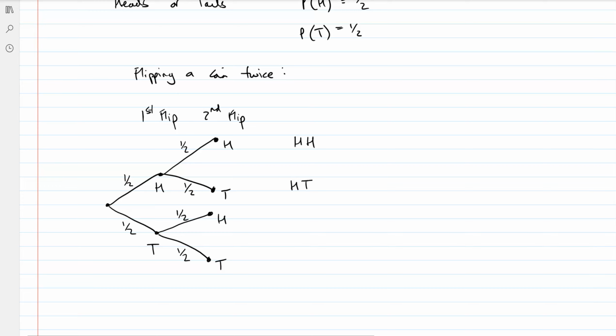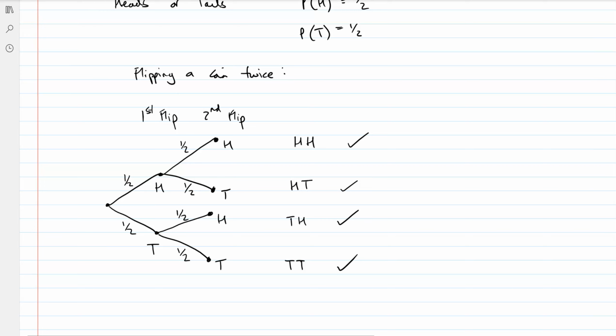Okay, and they're all the possible outcomes. There are no other possible outcomes. Either I can flip a head, then another head, that's this one. I can flip a head first, then a tail, that's this one. Or I could flip a tail, then a head, well, that's that one. Or I could flip a tail, then a tail, that's the very bottom one. And they're all the different possible outcomes that you can get from flipping a coin twice.